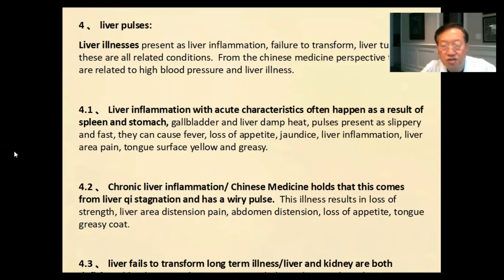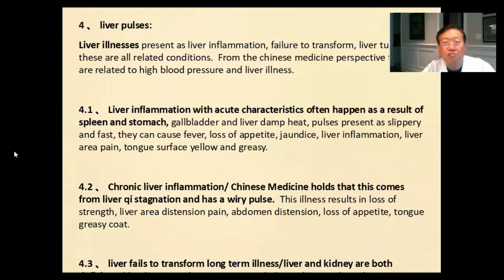4.1. Liver inflammation with acute characteristics often happens as a result of spleen and stomach, gallbladder and liver damp heat. Pulses present as slippery and fast. They can cause fever, loss of appetite, jaundice, liver inflammation, liver area pain, and a yellow and greasy tongue surface.